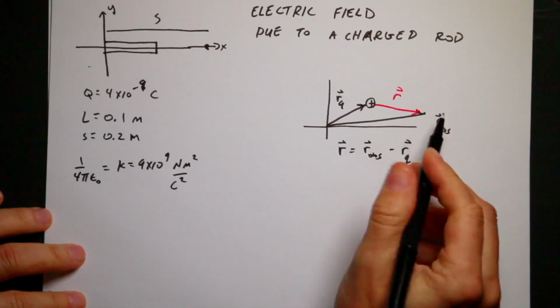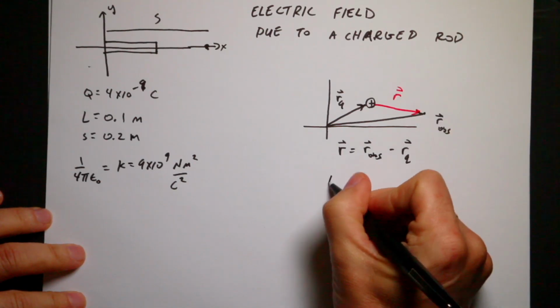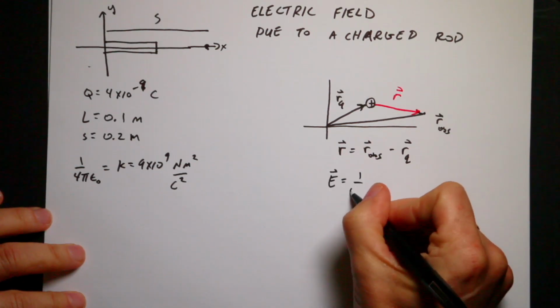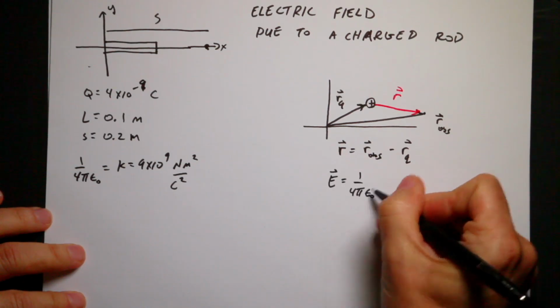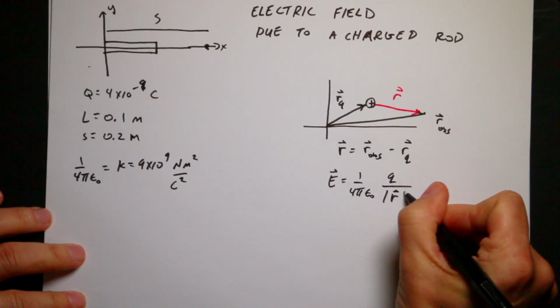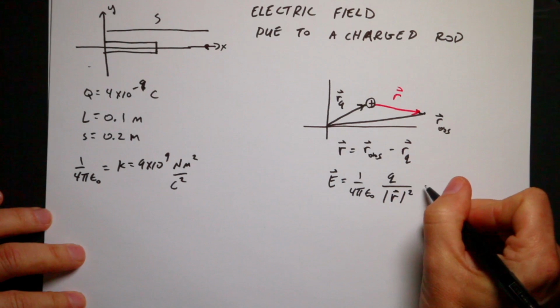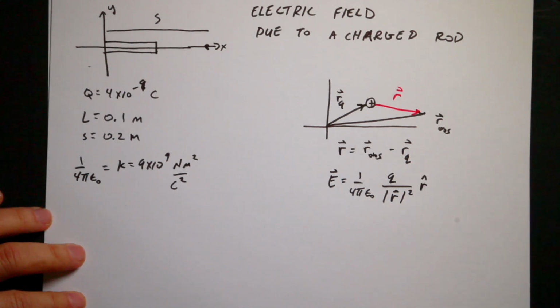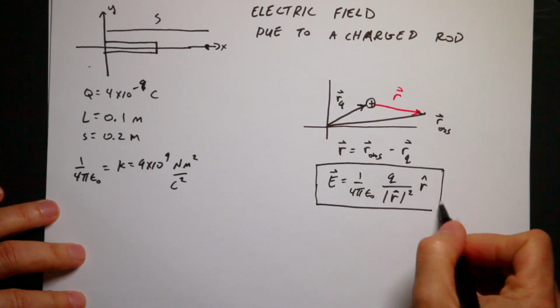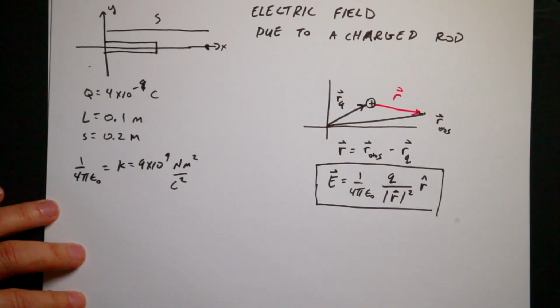And now once I do that, I can find the value of the electric field with this equation. E, as a vector, is 1 over 4 pi epsilon naught, Q over the magnitude of R squared, times R hat. That's the electric field due to a point charge at that observation location.